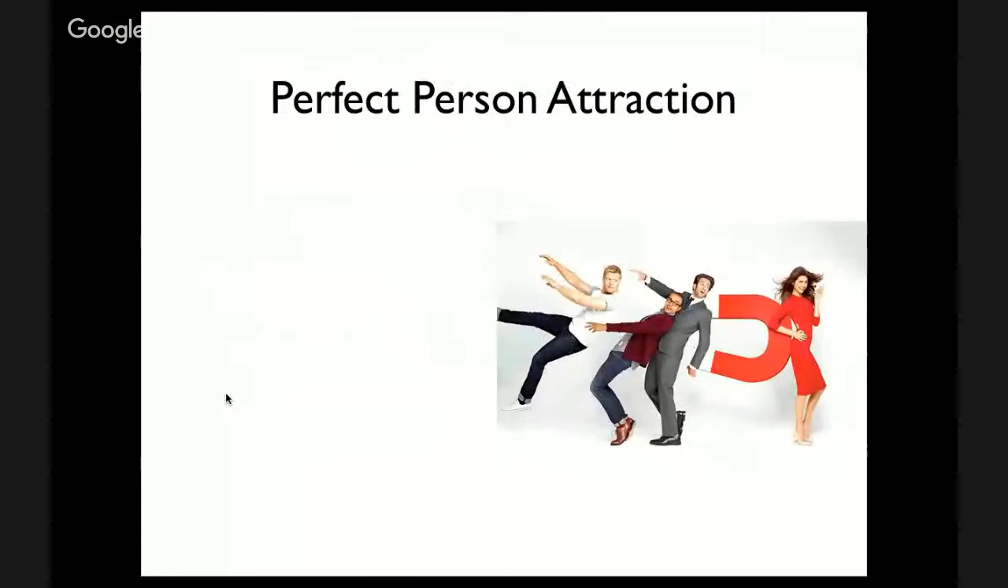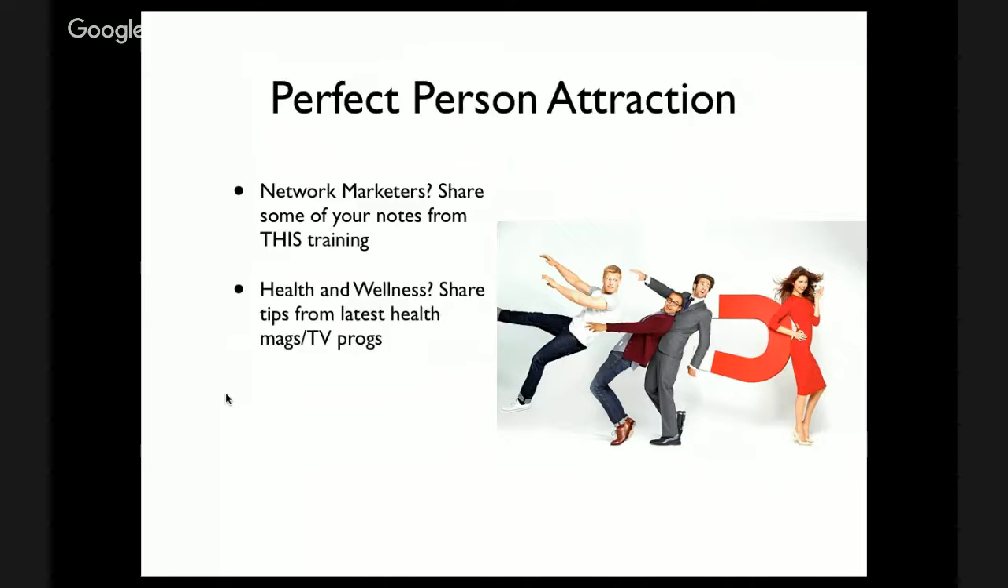So, the perfect person to attract. If you're on this webinar and you're a network marketer, you can take some of these notes from this training right now and share it. You will start attracting network marketers if you share some of these notes on your page. You go out there and say, hey, I was on this training with Jay Warren, and he gave me some tips on how to attract the perfect person. I learned this, and this. If you want to know more information, reach out to me and I'll be happy to share it with you. It's that simple.